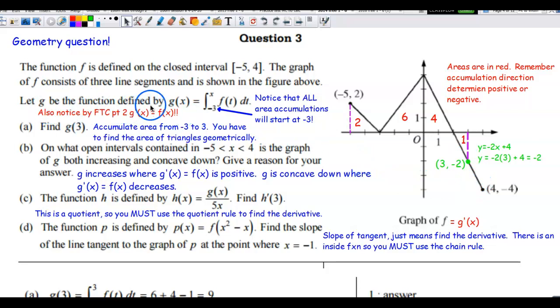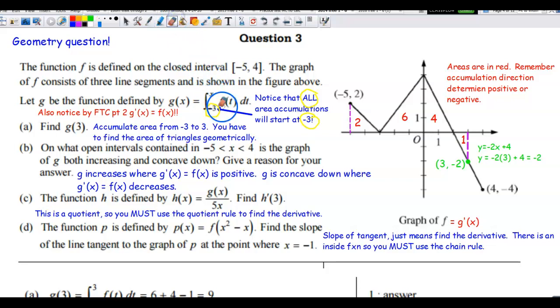Let g be the function defined by g of x is the accumulated net area from -3 to x of f of t dt. So some things I want you to pay attention to. Notice that all of the area accumulations, if we have to accumulate some area, will begin at -3 as defined if we need some g values as defined by this integral right here. So be careful. It's very tempting to always try to start your area accumulations at 0.